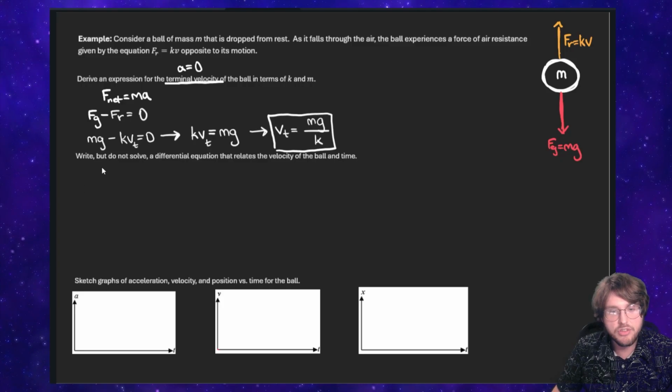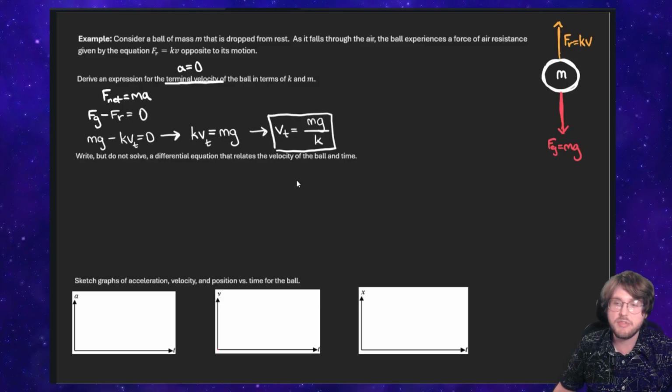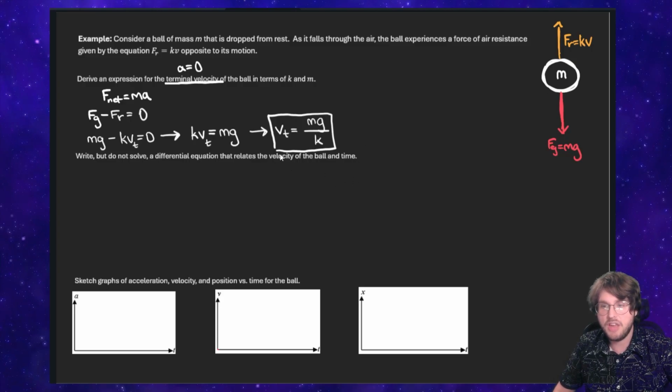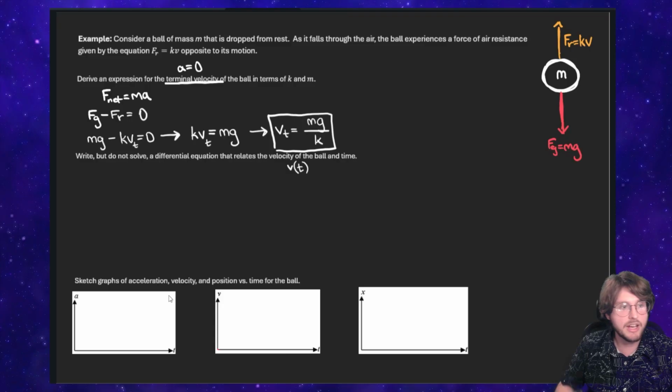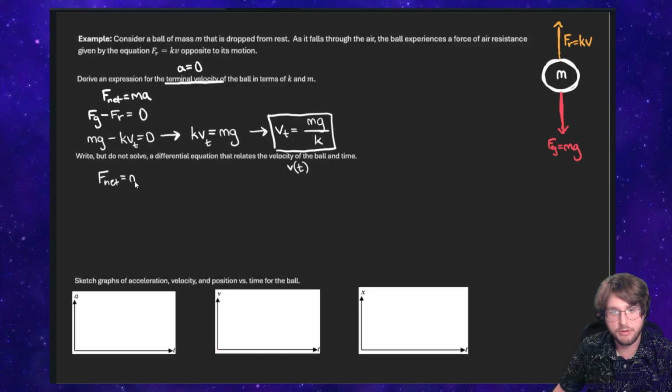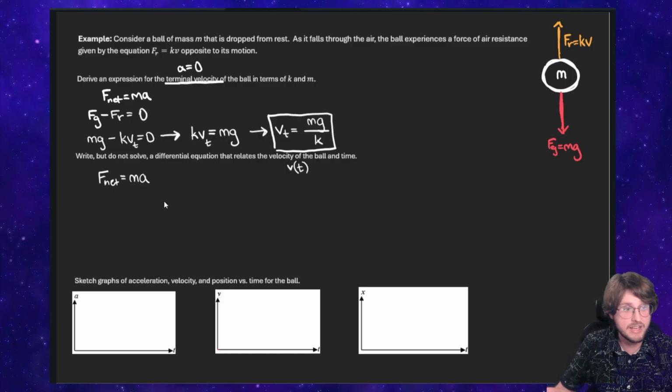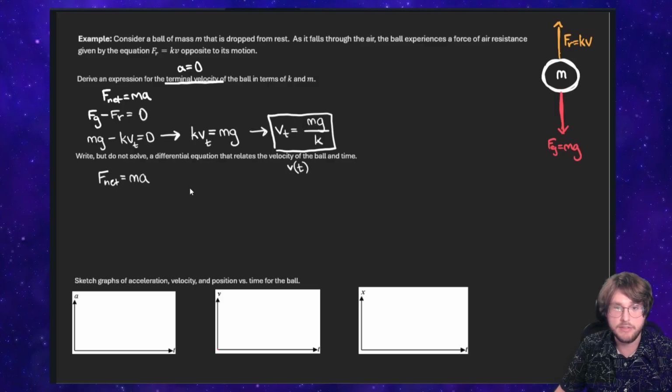Pretty nice. So next, we're being asked to write but not solve a differential equation that relates the velocity of the ball and time. Now here, velocity of the ball and time means we're looking for some kind of expression involving v and t. And like I mentioned also, a differential equation means that there's probably going to be some kind of rate of change or derivative in this expression, like dv over dt in this case. So we're going to start out exactly like we did last time. Net force equal to mass times acceleration, except that this time the acceleration is not yet necessarily 0. So we have to keep it in there.